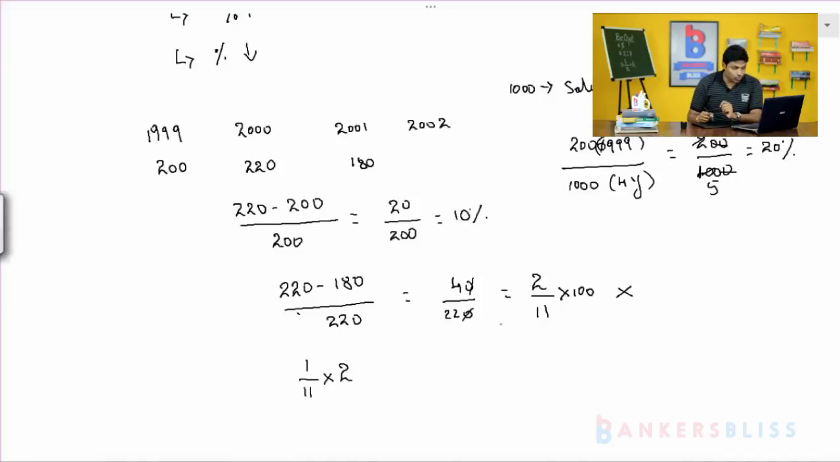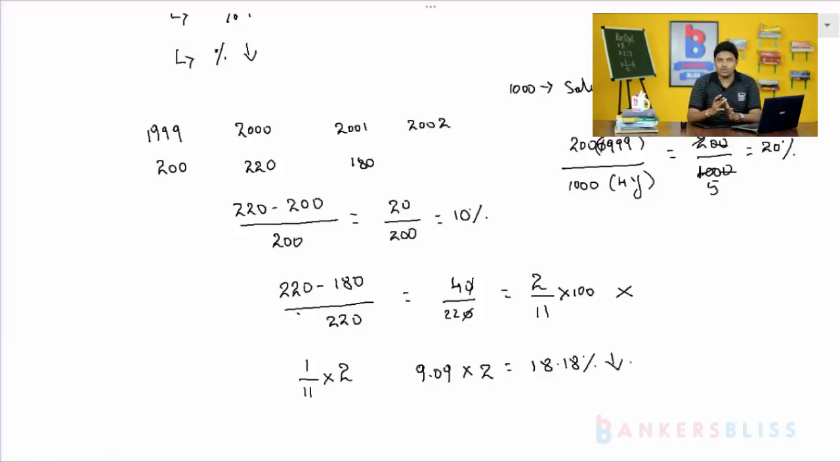We know the value of 1 by 11. 1 by 11 is 9.09 percentage. So 9.09 into 2, which is equal to 9 2s are 18, 18.18 percentage. So 18.18 percentage is decreased. If you compare the sales from 2000 to 2001, it is decreased by 18.18%. Very easy to calculate.